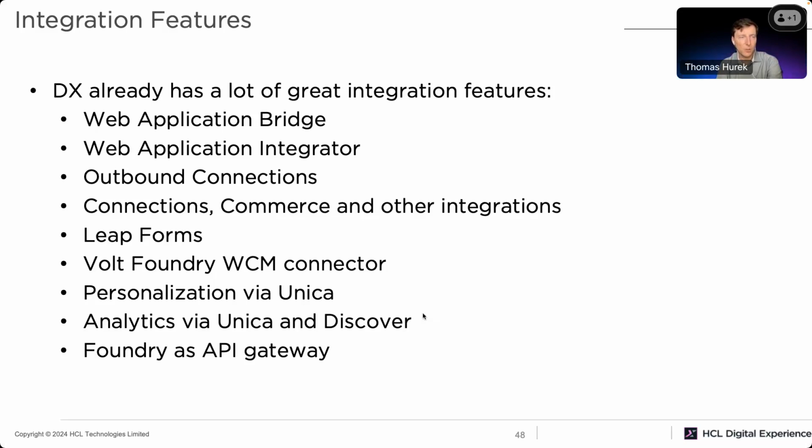We allow personalization with HCL Unica, which is another platform for personalization capabilities, and also analytics with Unica and Discover. We are providing Foundry as an API gateway that, by the way, can also run on OpenLiberty. So that's also bringing us together, with Leap, Foundry and DX all running on OpenLiberty. And I know a lot of customers are also deploying other workloads outside DX on OpenLiberty, so that also makes it easier for managing your overall deployments.